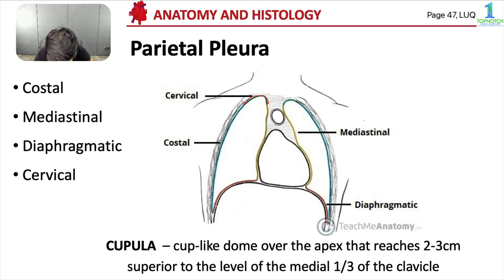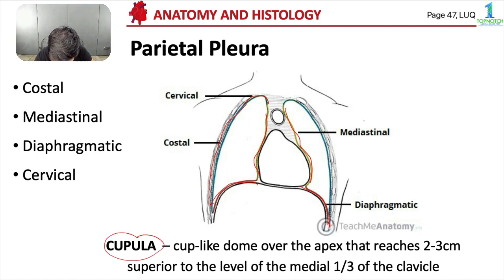So yung cervical, sa may neck. Yung costal, yung nakadikit sa ribs. Mediastinal, yung nakadikit sa gitna or sa yung medial part. And your diaphragmatic, it's the inferior part, closely related to the diaphragm.